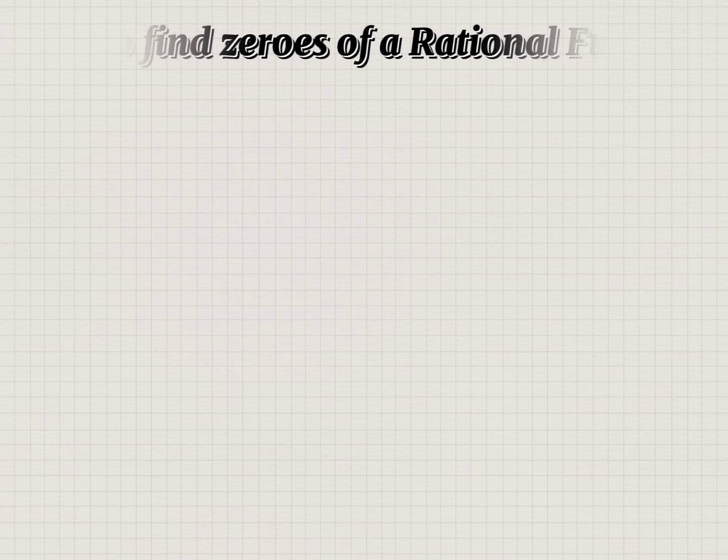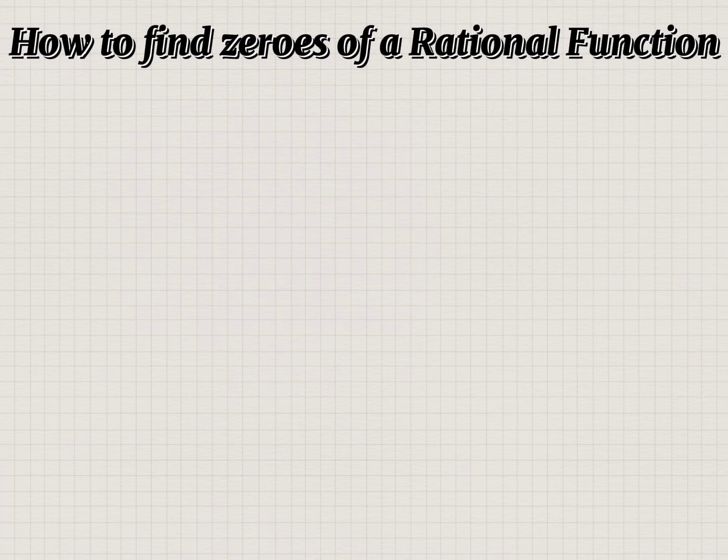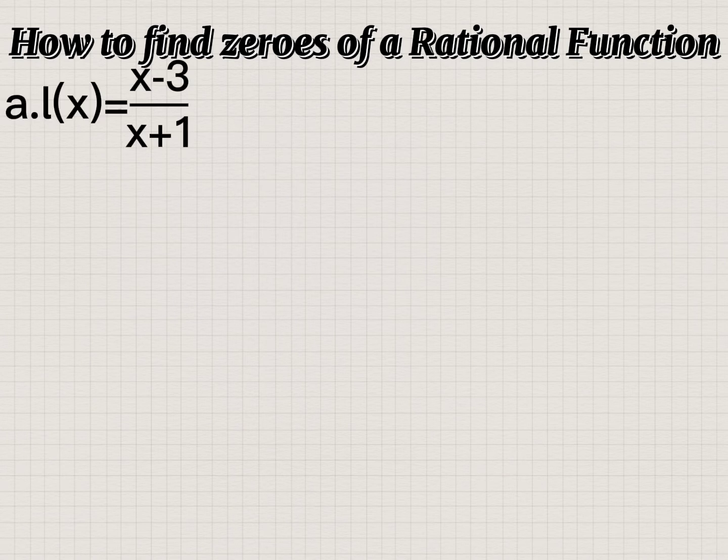Now, let us go on in finding the zeros of a rational function. So, how to find the zeros of a rational function? Okay, given the example letter A, L of x equals x minus 3 over x plus 1.